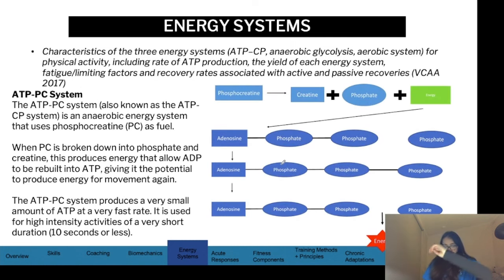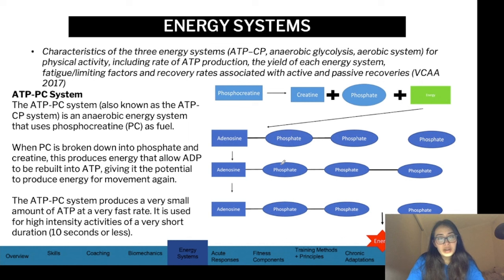Okay, this is a pretty intense looking slide, so we'll go through it. The ATP-PC system is an anaerobic energy system, meaning it doesn't need oxygen, and it uses phosphocreatine as a fuel. This is a chemical fuel, you can't just eat phosphocreatine and get it, so make sure you know that it's a chemical fuel.